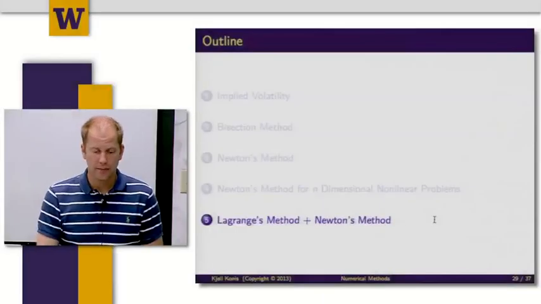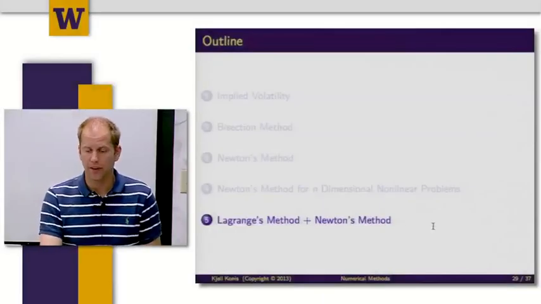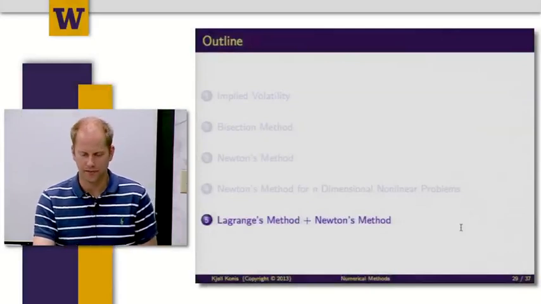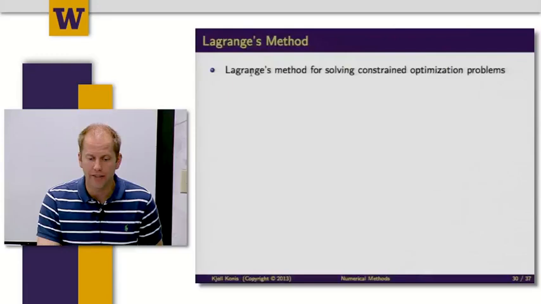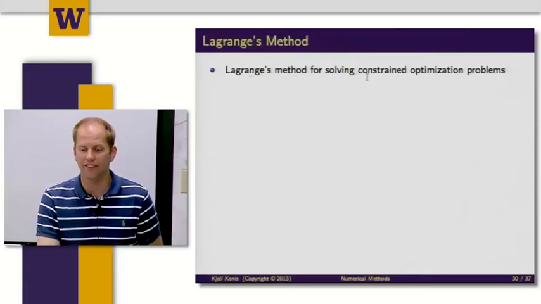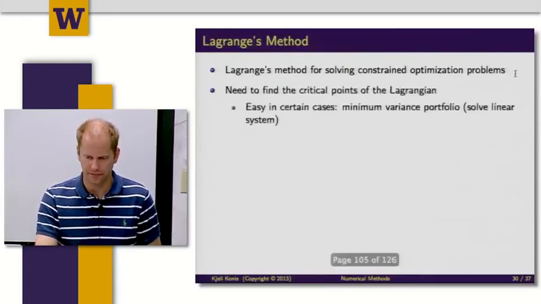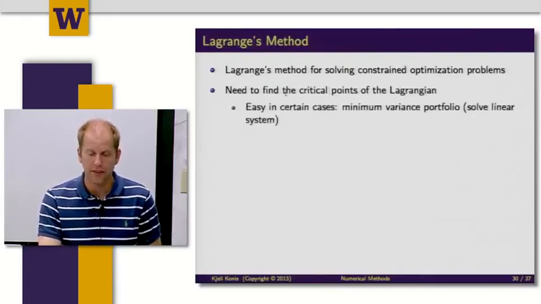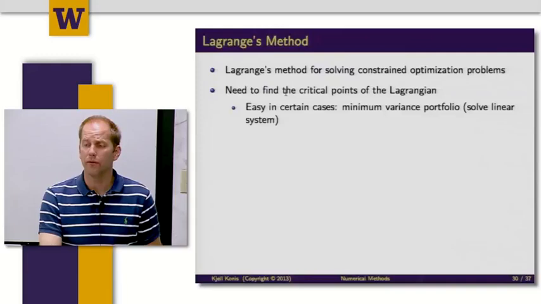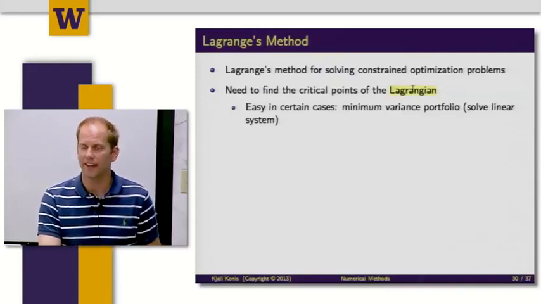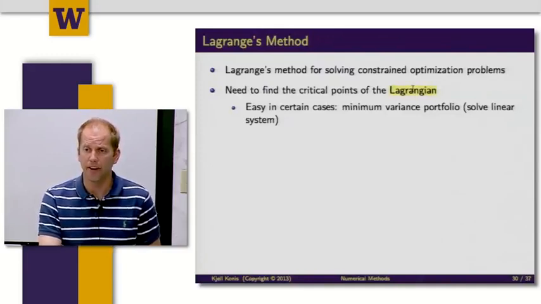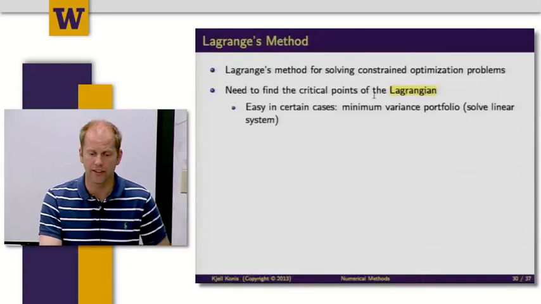So the last topic for today is Lagrange method plus Newton's method. I want to revisit, okay, I guess I'll remind everybody what Lagrange method was. It was a method for solving constrained optimization problems. And the way we approached it, we had to make this function called a Lagrangian that had the objective function as well as these Lagrange multipliers times the constraints.